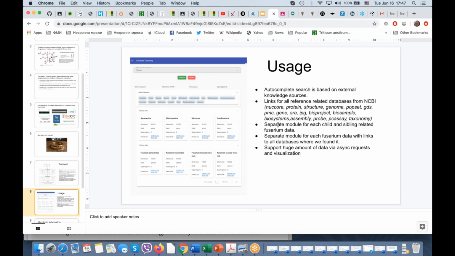Listed there, and we developed separate modules for each child and sibling related Fusarium data. I'm speaking in the context of the hierarchy of our information system. We have a separate module for Fusarium with links for all databases where we found it and all relations where we found it. And we support a huge amount of data via asynchronous requests and visualization, in terms of pagination.